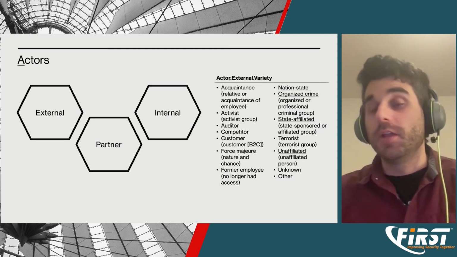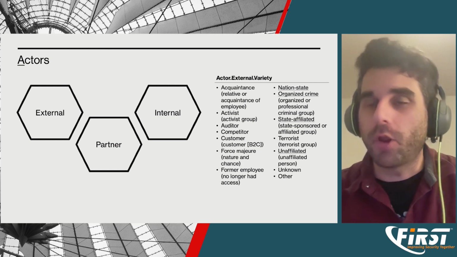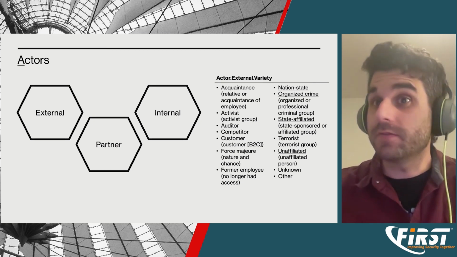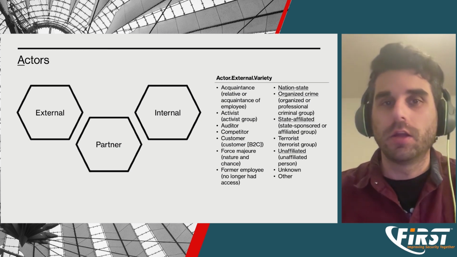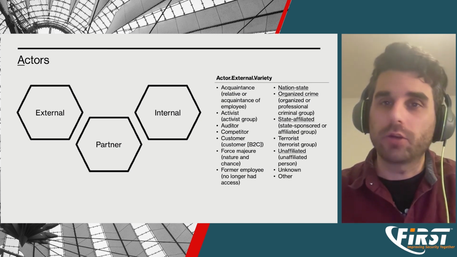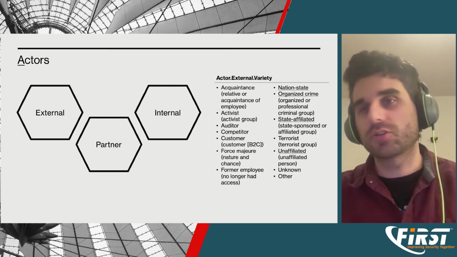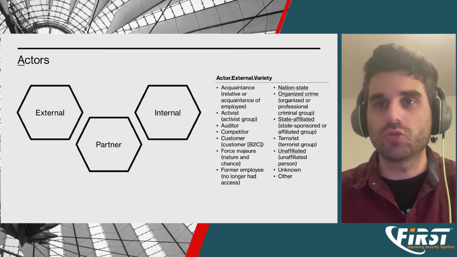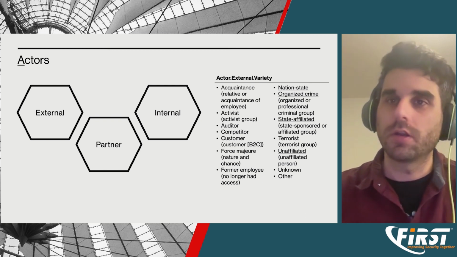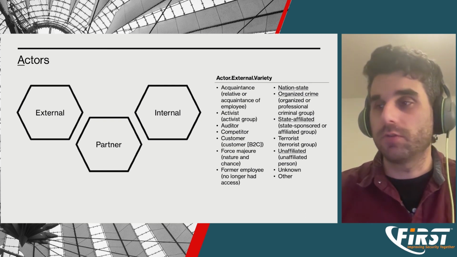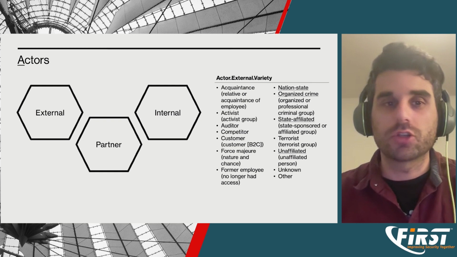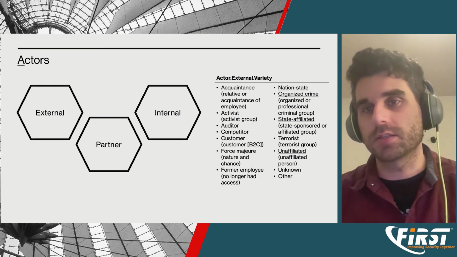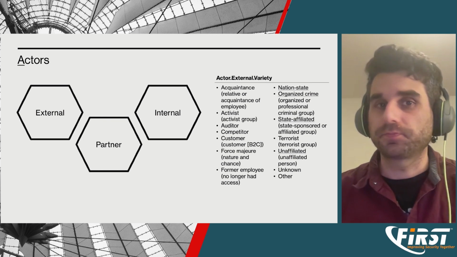So actors, this is the bread and butter of the who, right? So who actually created the event, who initiated the attack. There's three large categories that we normally use. External, so this is any organization, entity or individual that is external to the organization. Internal, so it's normally employees, contractors, and such. And then partners, which are an organization with a formal relationship that exists between the entities.